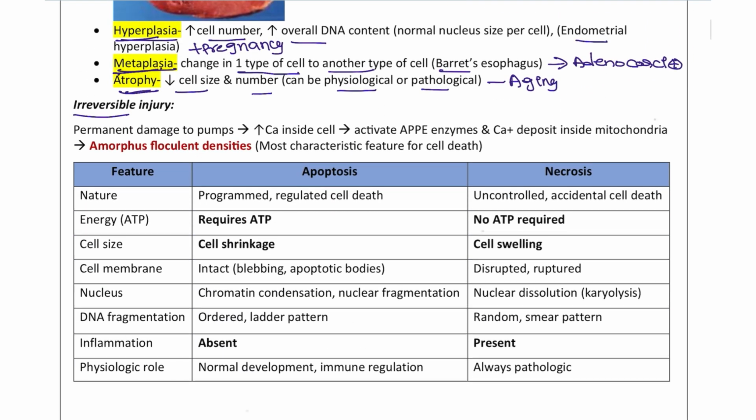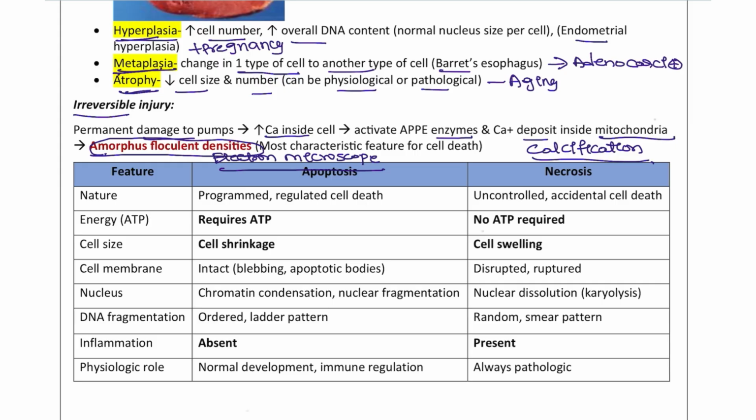Irreversible injury means permanent damage to the pumps, calcium influx will be seen, and it will increase the enzymes and calcium deposits, and these calcium deposits will cause calcifications inside the mitochondria and irreversible damage. And under the electron microscope, you are going to observe amorphous flocculent densities. This question is asked again and again. Amorphous flocculent densities are seen in the electron microscope of the mitochondria due to calcification deposits.